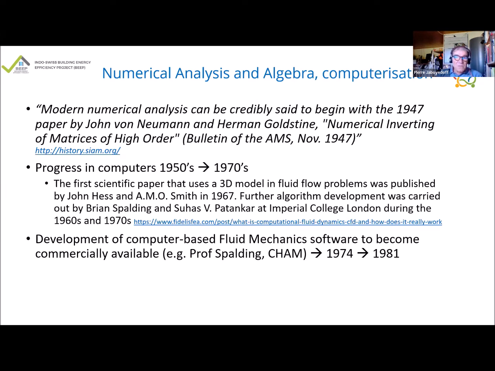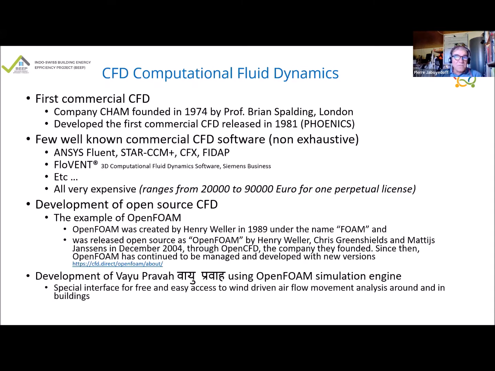And then the first fluid mechanics software to become commercially available, under the direction of Professor Spalding in London, was developed from 1974 to 1981. Only in 1981 did they come out with the first commercial CFD. Now if you look at the CFD market today, there are less than a dozen well-known packages, but they are all very expensive. The price of a license ranges from 20,000 to 90,000 euro for one license. So it's out of reach for most people in small companies, even in Europe, and few people have it.